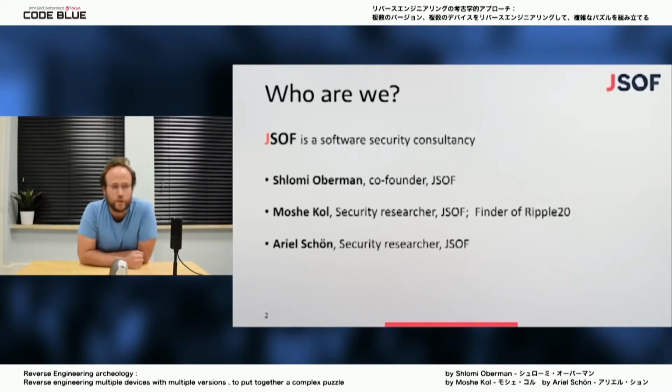So we're JSOF, a software security consultancy that does a lot of security research and penetration testing, focusing mostly on IoT. My name is Shlomi Oberman, I'm a co-founder of JSOF, and speaking with me today are Moshe Kol, a security researcher at JSOF, who is also the finder of the Ripple 20 vulnerabilities, and Ariel Shawn, a security researcher at JSOF, who was involved in the exploitation and reverse engineering process of Ripple 20.